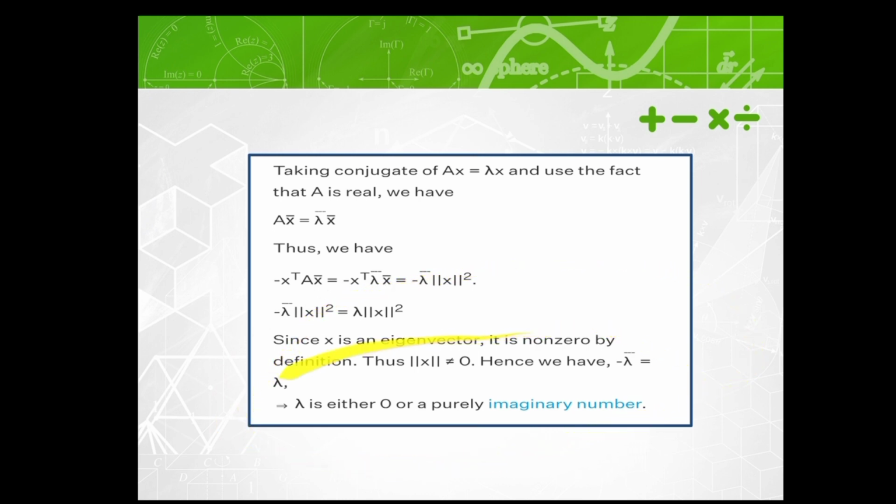If we don't get 0, then the only possible way to get the eigenvalues is as imaginary numbers, and the imaginary numbers we get are purely imaginary. There won't be any real part. Suppose you take a complex number x plus iy; purely imaginary means the x term becomes 0. Purely imaginary denotes that there is no real part, only the imaginary part, so lambda is 0 or a purely imaginary number.